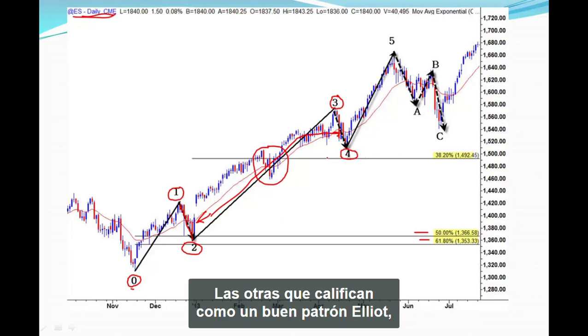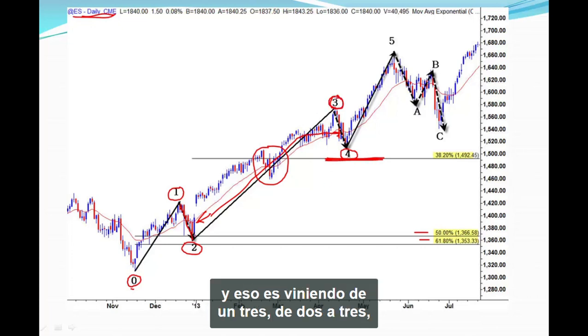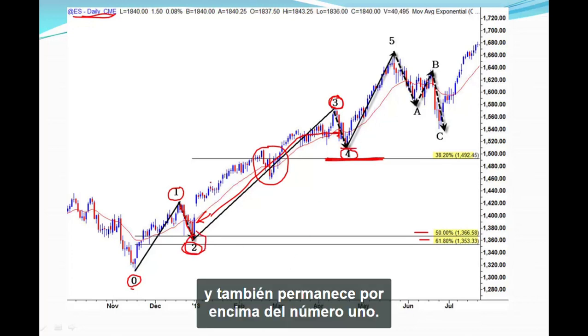The other thing that qualifies it as a good Elliott pattern is it's 38% retracement or less, and that's coming from 2 to 3. And also it stayed above the number 1. So that's a bullish sign on a retracement like that.